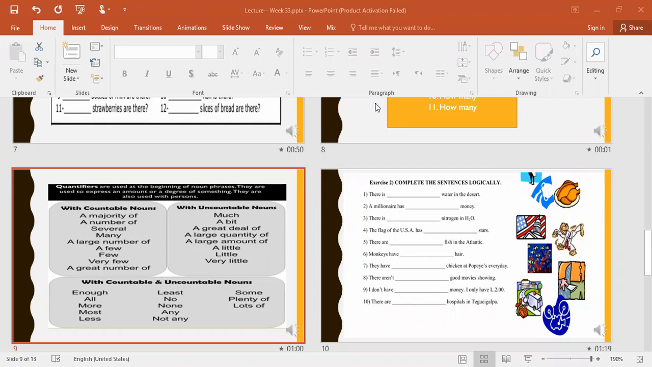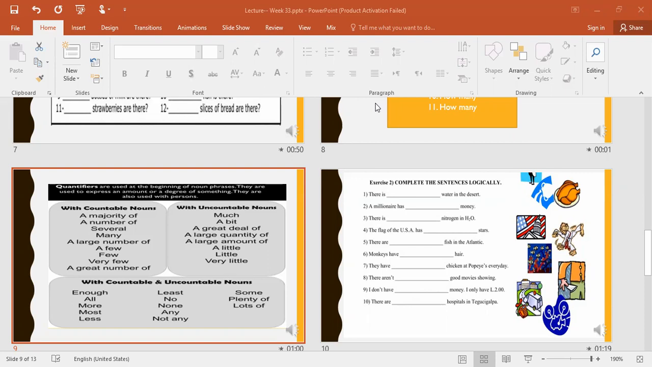The flag of USA has stars. Are stars countable or uncountable? Stars, like stars in the world or on the American flag. Are stars countable or uncountable? No, surely on the American flag they are not uncountable. Stars in the sky, uncountable. Okay, so what can we say? Do you know the number of the stars on the American flag? No. No, so what can we use?